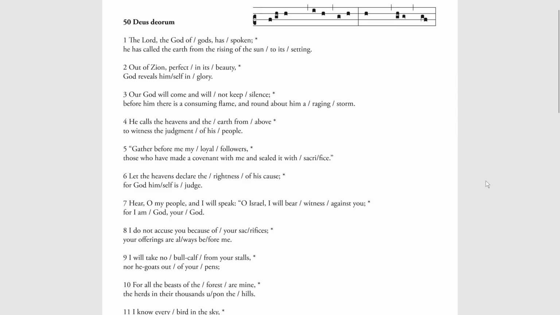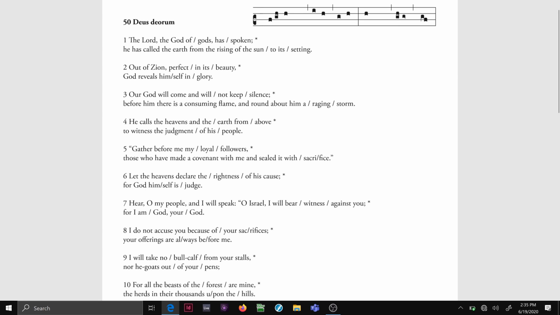Gather before me my loyal followers, those who have made a covenant with me and sealed it with sacrifice.